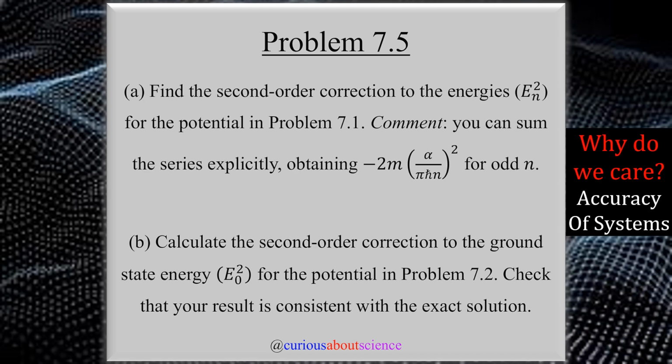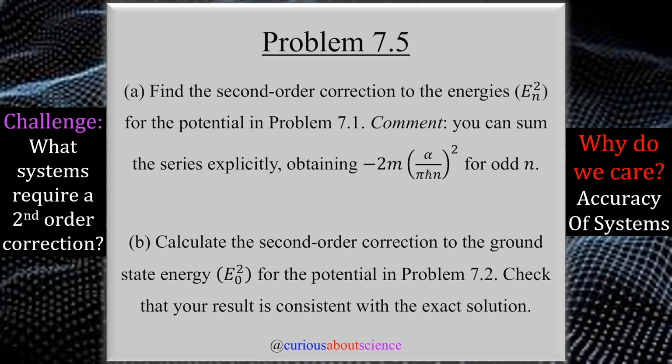But of course, why do we care? Well, again, not all systems are ideal like what we first studied, so this perturbation theory, especially in the higher order, is simply to get better accuracy with the systems that we're measuring. So, with that, here's the challenge. What systems require a second order correction? And I'm thinking something potentially in chemistry, not quite sure, but let's see what you think or what you find.